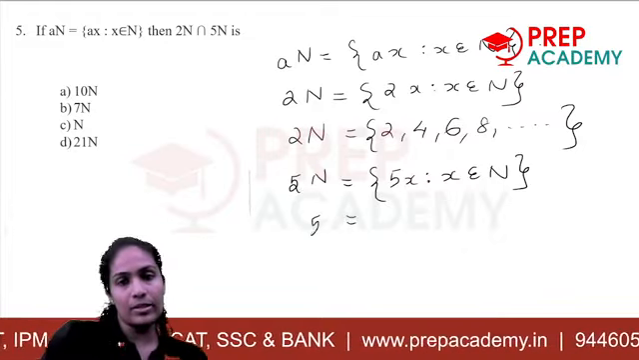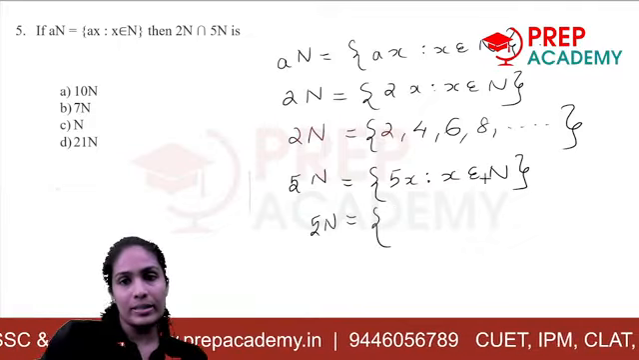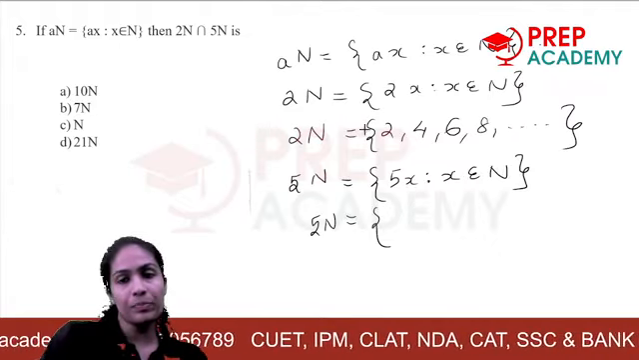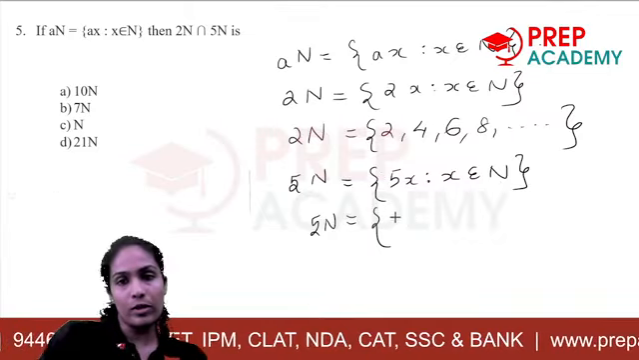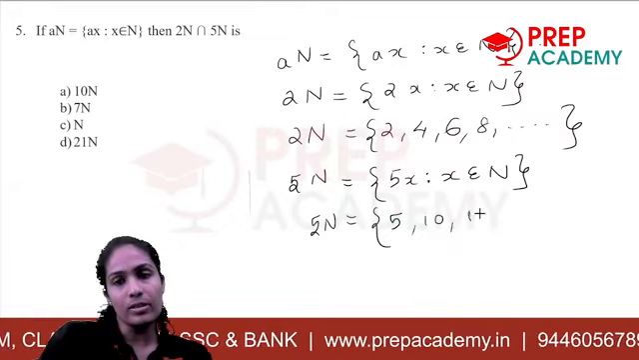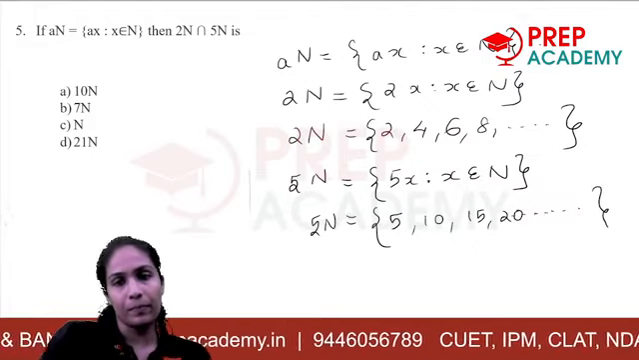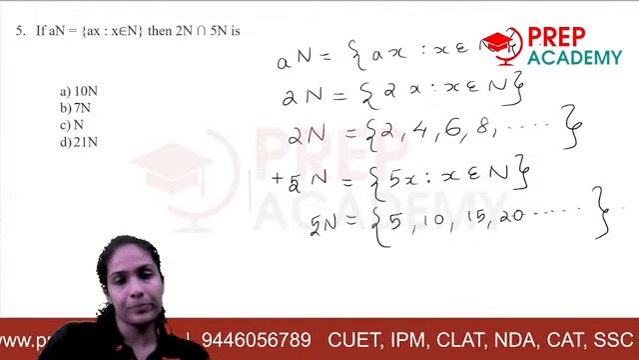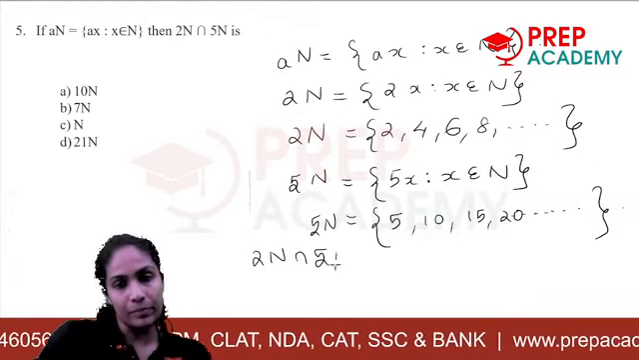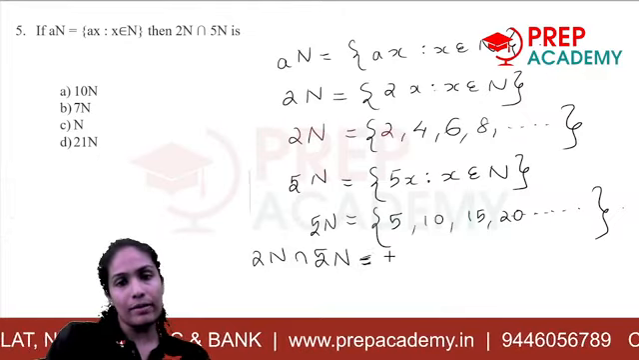Here also 5N is equal to the set of all 5x, where x is an element of the set of natural numbers. So x takes the values 1, 2, 3, etc. When x equals 1, 5 into 1 is 5. When x equals 2, 5 into 2 is 10. When x equals 3, 5 into 3 is 15, etc. So you are asked to find 2N intersection 5N.